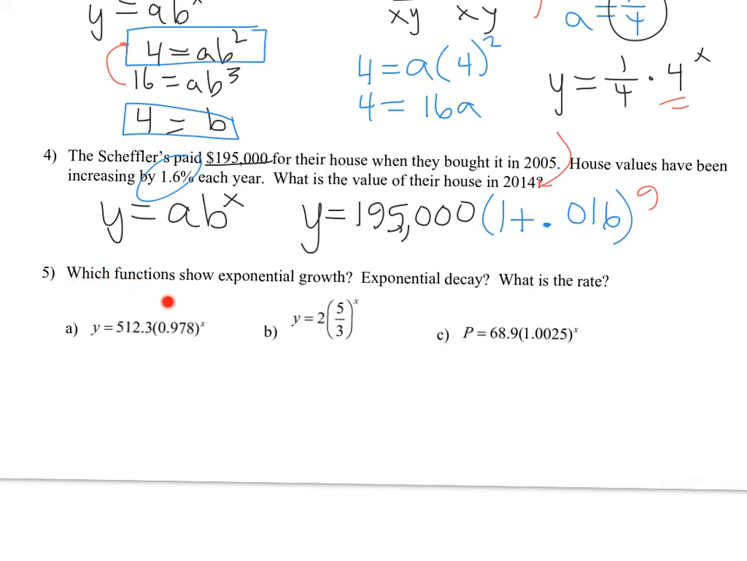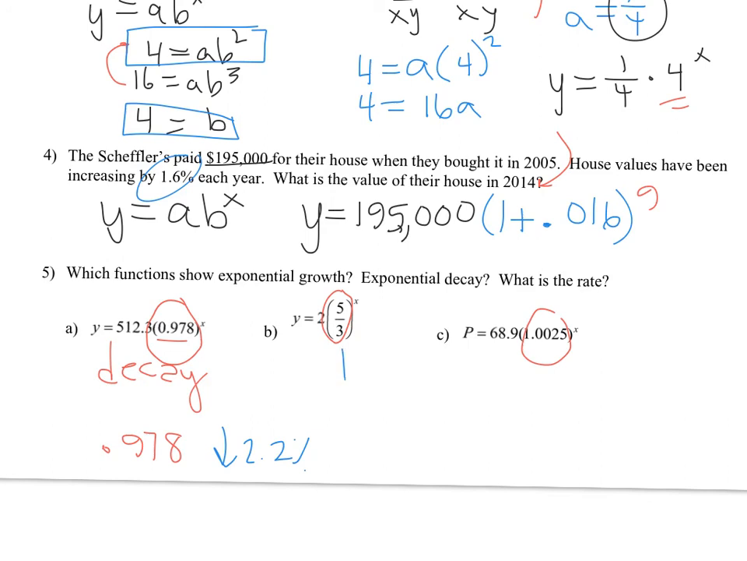Number 5, which function shows exponential growth or decay, and what is the rate? So we want to look at their growth factors. So I'm going to highlight this is a growth factor because this has an exponent, and this has an exponent. So this number is less than 1, so this is called decay. And the growth factor is 0.978. Or you could even say it's going down 2.2%. You could get fancy like that.